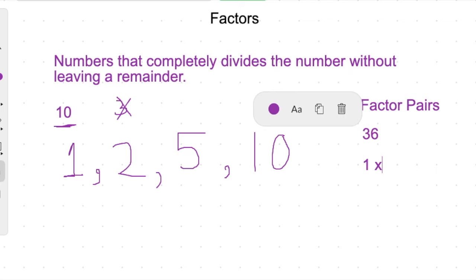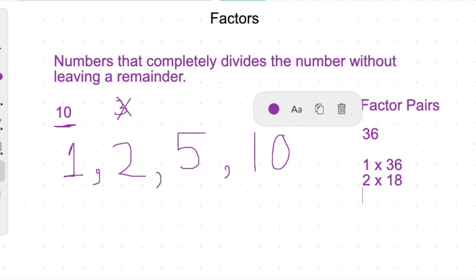1 times what gives you 36? 1 times 36 will give you 36. So now you can see I've already written 2 factors, 1 and 36. Next, 2 times what will give you 36? It will be 18. So now you can see, children, again in this step, I have written 2 factors. In total, I have written 4 factors in 2 steps.